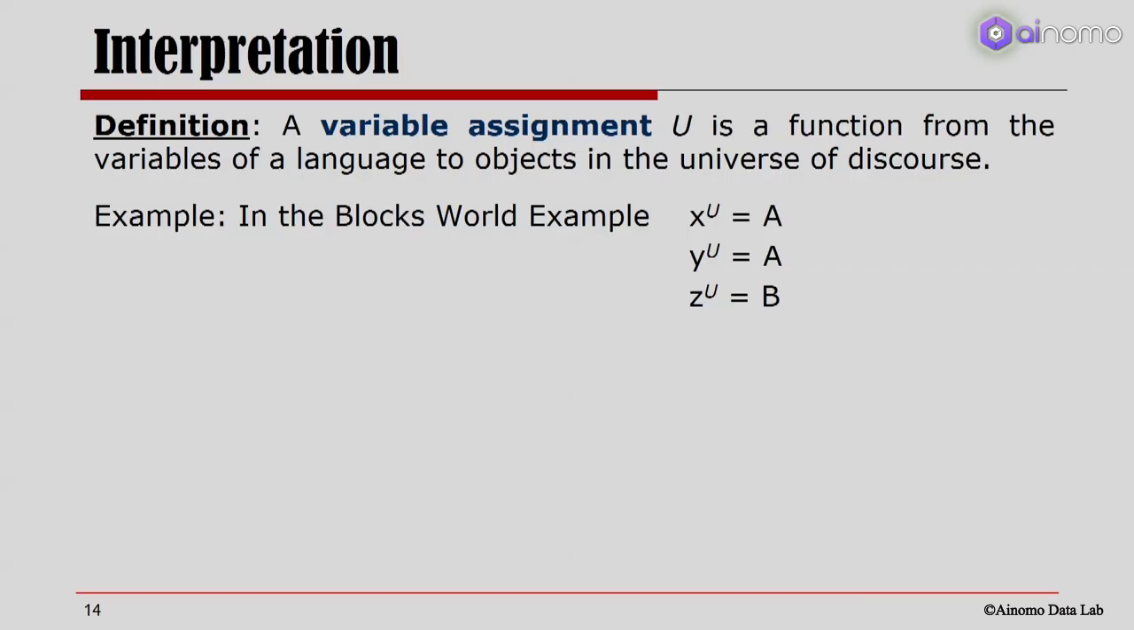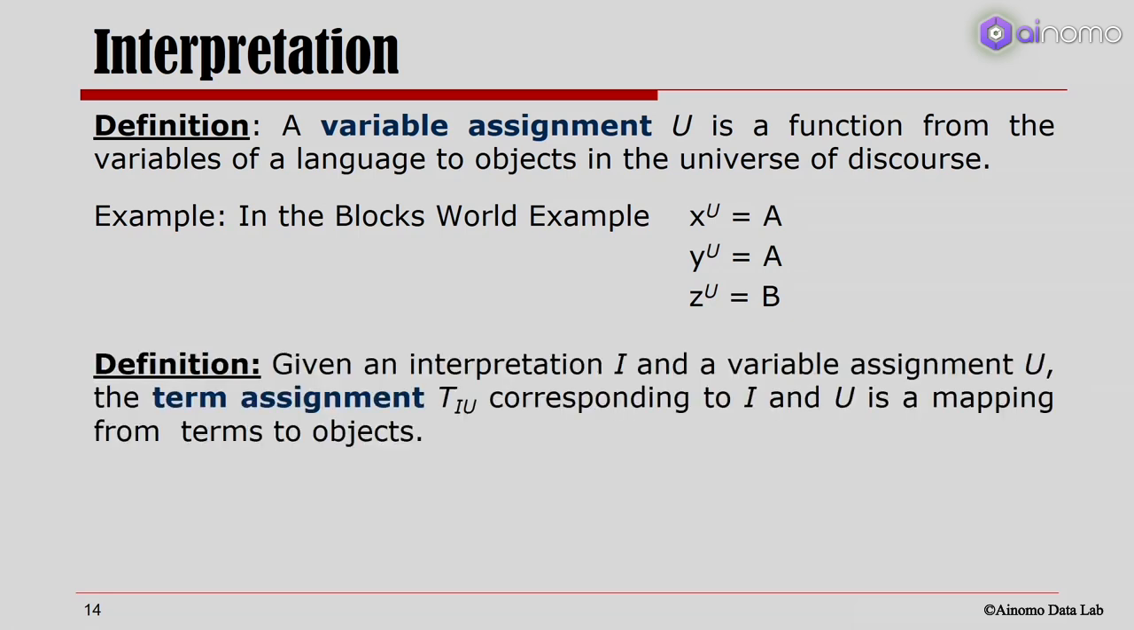Now, let us look at what we mean by a variable assignment. A variable assignment is a function from the variables of a language to objects in the universe of discourse. So, in the blocks world example, under a variable assignment U, the variable x could be assigned to A, the variable y could be assigned to A, and the variable z could be assigned to B.